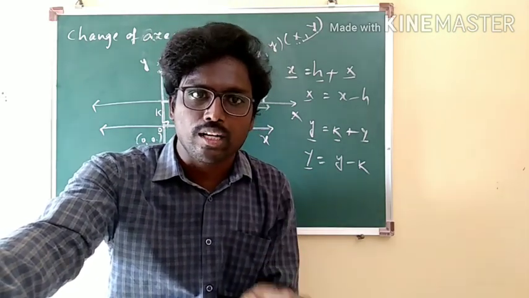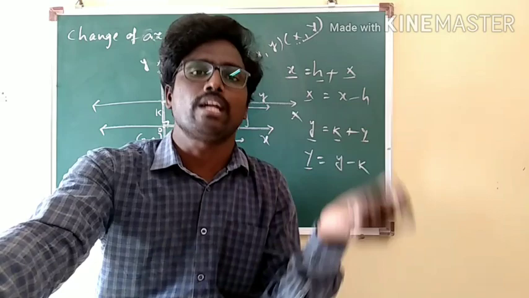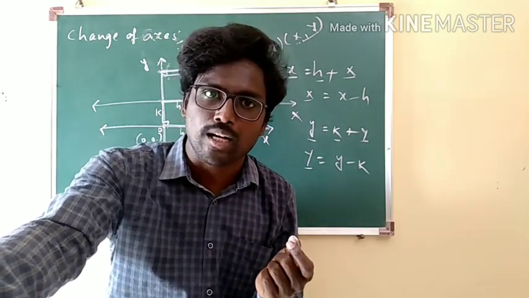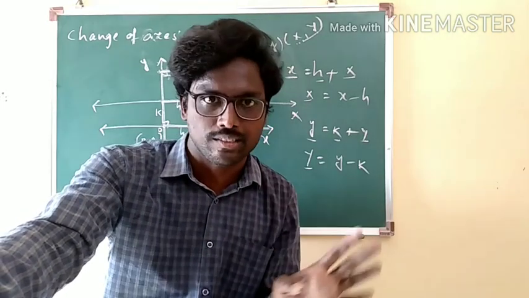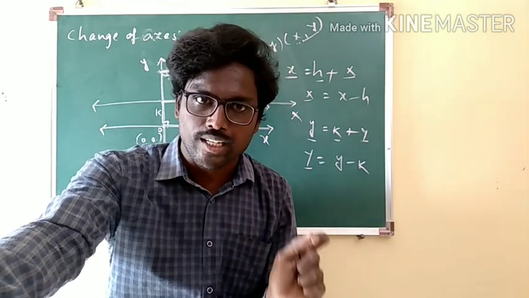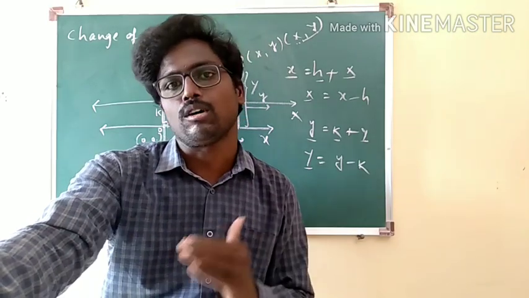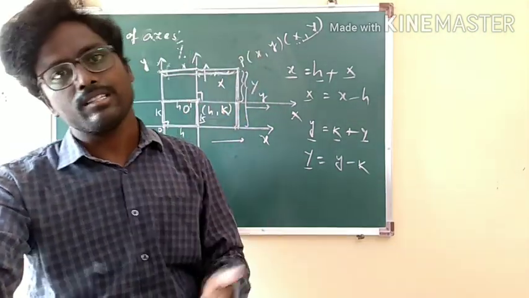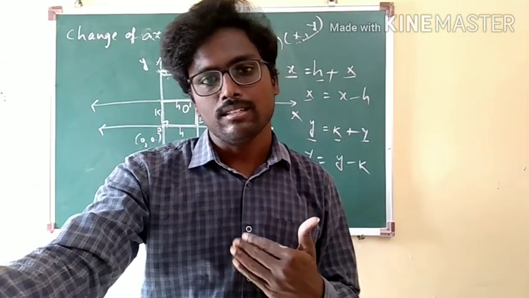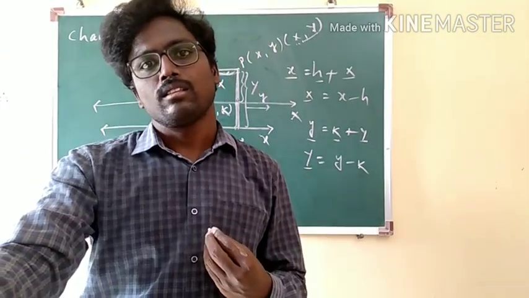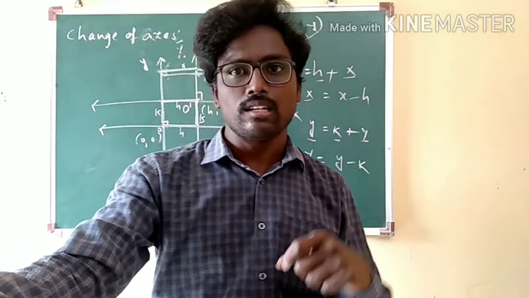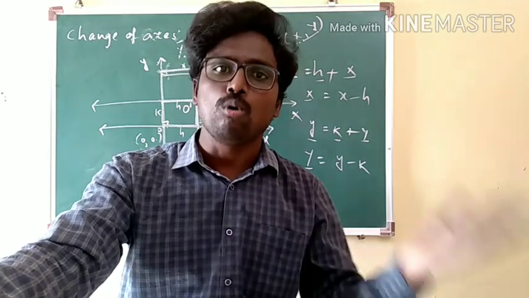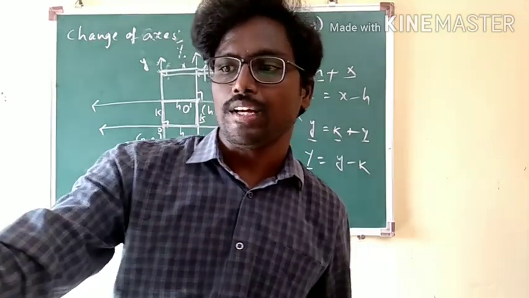Small x and small y you find with respect to the old axis. Capital X and capital Y you find with respect to the new axis. Capital X, capital Y and new axis; small x and small y and old axis. Old origin was 0, 0 and the new origin is h, k. Like this, the question may be framed. So you should be very careful whether the question is asking about the new axis or the old axis. Please write a small point here.